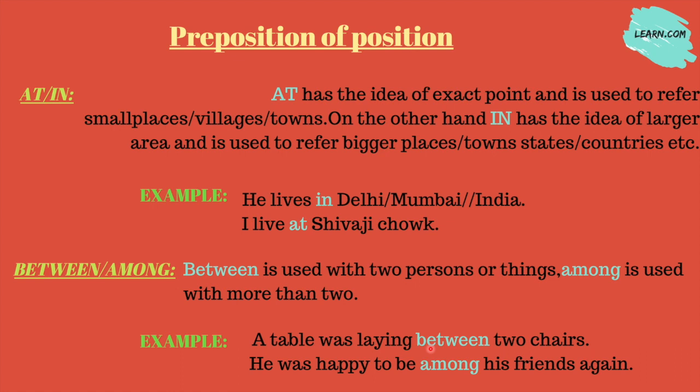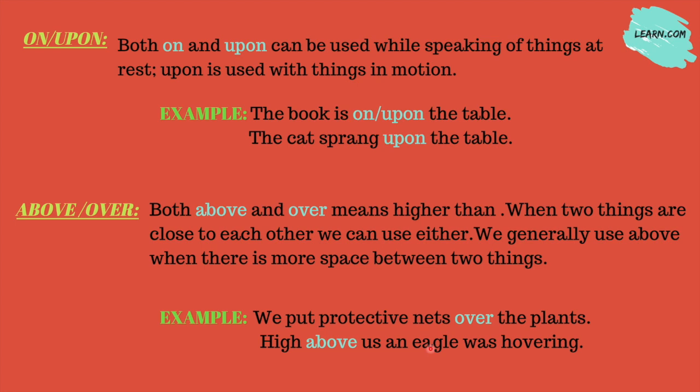Let's move on to the next slide. On and upon. Now these are very interesting prepositions. Both on and upon can be used while speaking of things at rest. Things at rest means when the object or thing is not moving. Upon is used with things in motion. So a very slight difference is there. See, on and upon can be used while speaking of things at rest. Upon is used with things in motion.